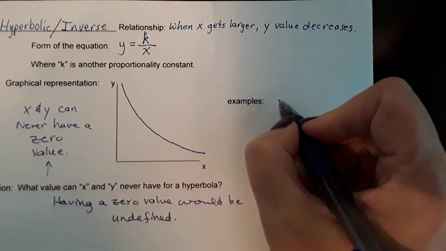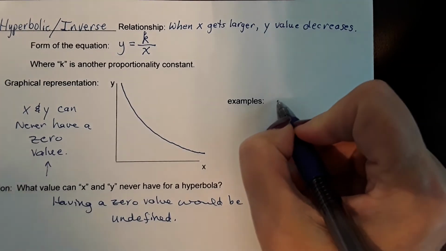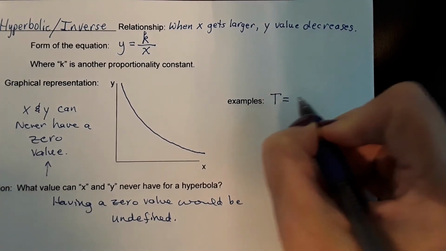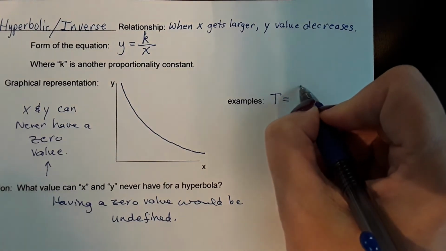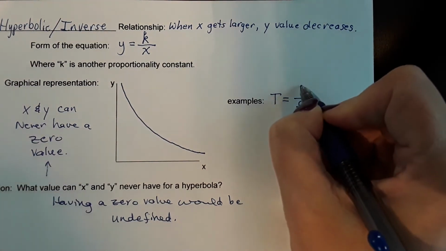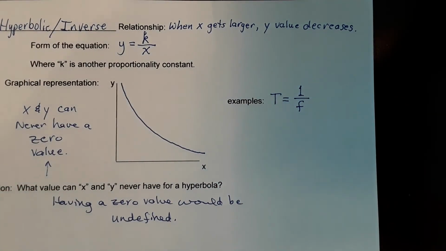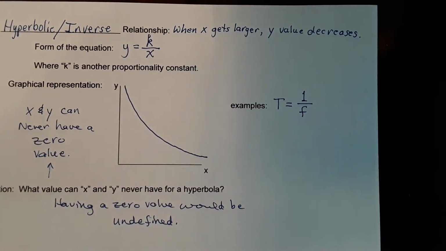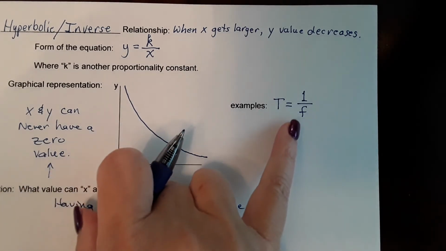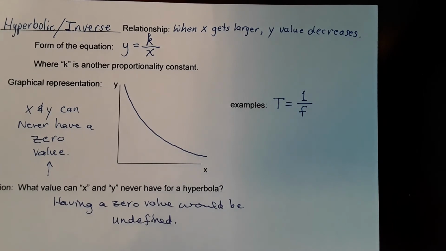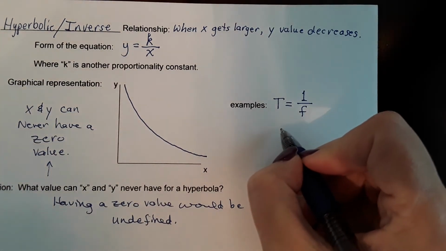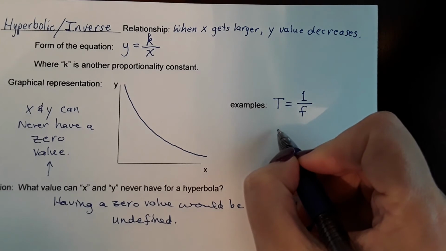Okay, now what are some examples of hyperbolic or inverse relationships? Well, there is one perfect inverse relationship we will be eventually looking at, and that would be the relationship between period and frequency of, say, a pendulum or a mass on a spring or a wave. Period and frequency are true reciprocals of each other. If you know one, you simply reciprocate and you get the other automatically.